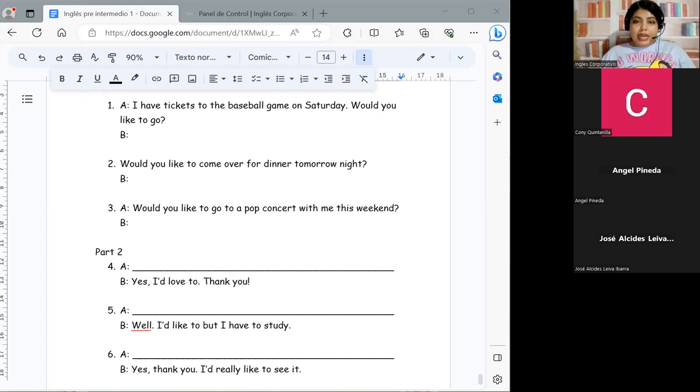No, I wouldn't like to go because I don't like baseball. Excellent. No, I wouldn't like to go. Direct, directamente, ¿verdad? No me gustaría ir. That's good.